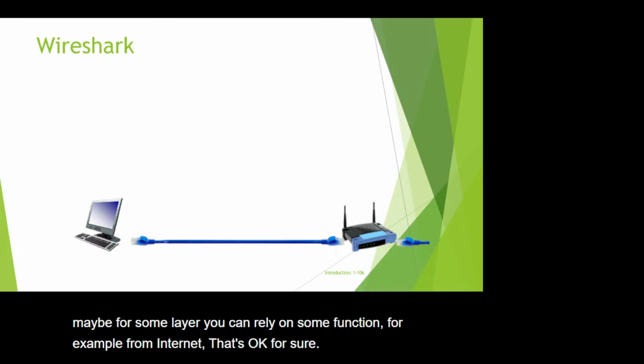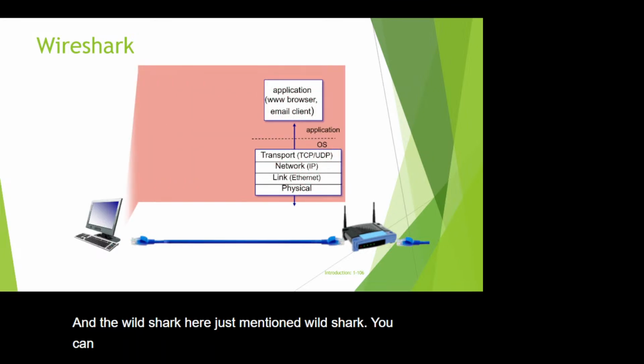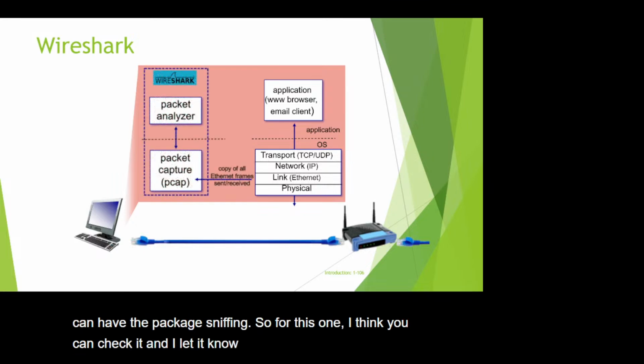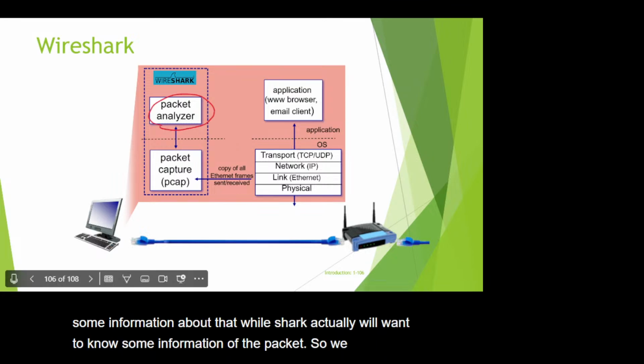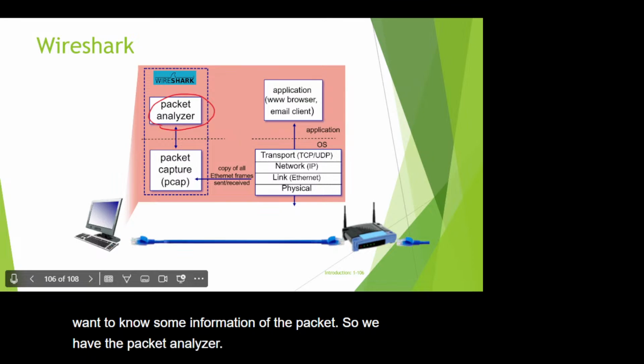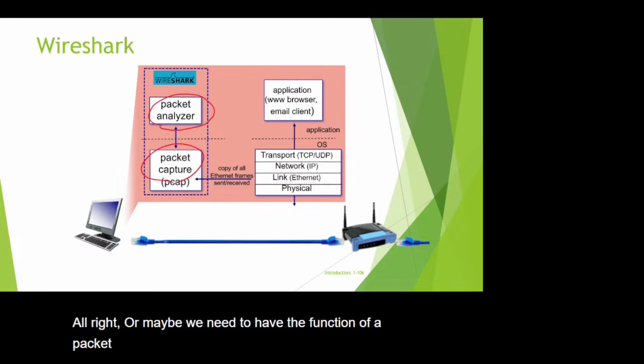And here I just mention Wireshark, with which you can do packet sniffing. For this one, I think you can check it. I let you know we have Wireshark. You can check the taskbar after this chapter, and you will have some information about that. With Wireshark, we want to know some information about the packets, so we have the packet analyzer. Or maybe we need the function of packet capture and others. So you can check all of these.